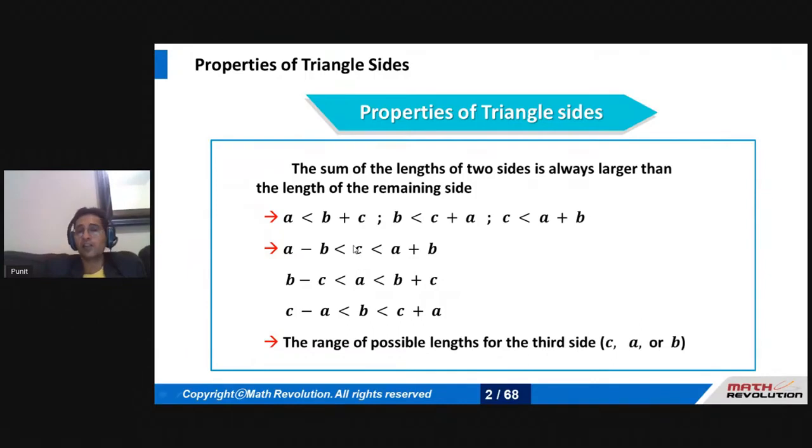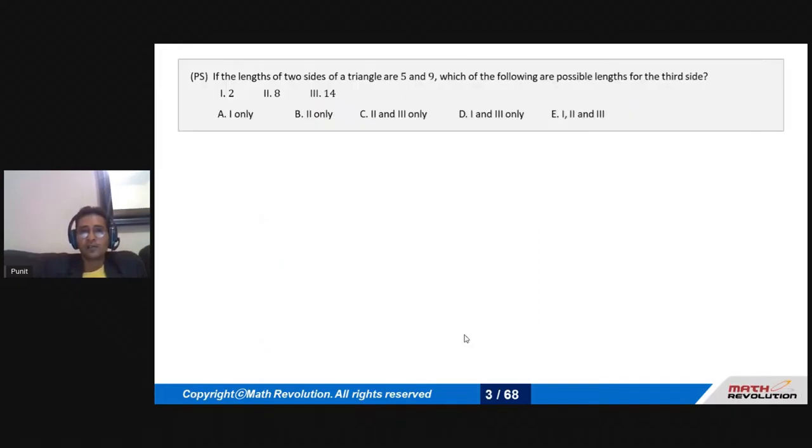So the possible range of the length of C is between A minus B and A plus B. Similarly, this postulate is applied to A and B, so we have the range of possible lengths for those sides as well. Let's talk about one of the questions and see how this particular concept is applied.